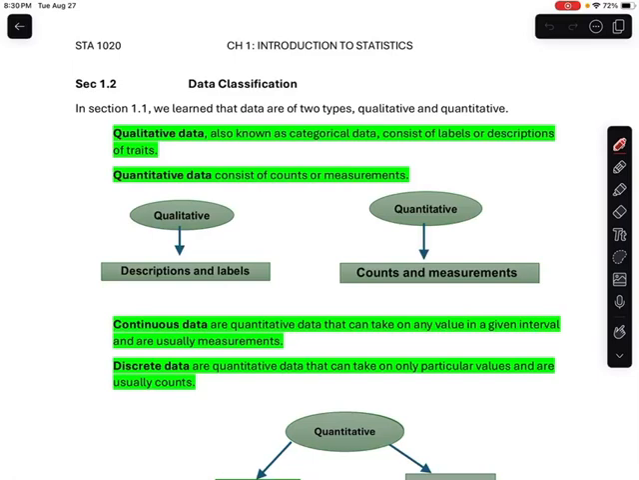Data classification. In the last section, 1.1, we learned that there are two types of data, the quantitative data and the qualitative data. Remember, the qualitative data is the one that consists of labels and names or descriptions of traits, and the quantitative data is counts and measures. Now the quantitative data can further be divided into two categories, continuous or discrete.